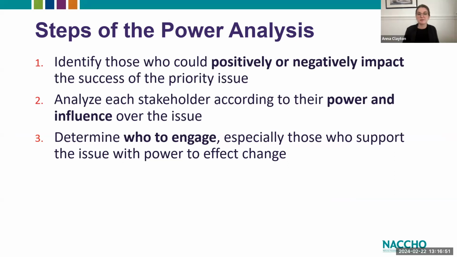The power analysis involves the following steps. First is to identify those who could positively or negatively impact the success of the work on the priority issue. Second is to analyze each stakeholder according to their power and influence over the issue. And third is, based on that information, determine who to engage, especially those who support the issue with power to affect change.